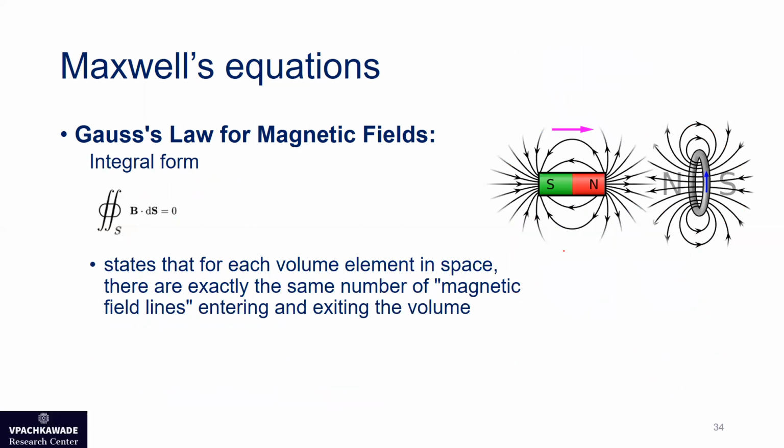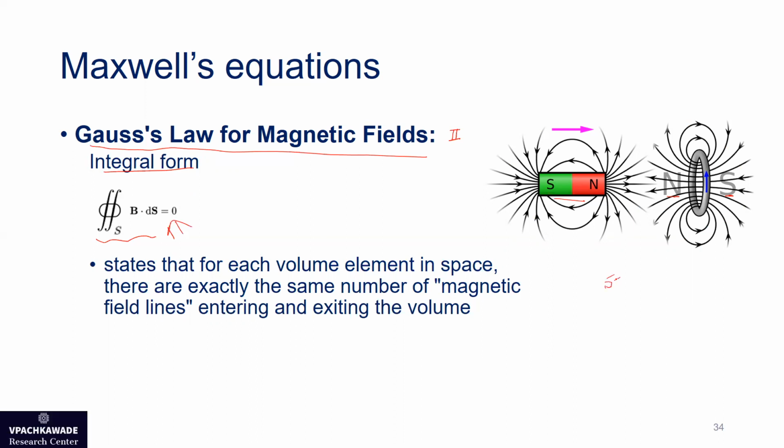In another representation, to understand Gauss's law for magnetic field, which is our second law, remember the first law was Gauss's law for electric field. The second law is for the magnetic field. So in integral form, it says that the divergence of the magnetic field lines is equal to 0. In other words, let's say we have a bar magnet. It has a south pole and a north pole. It has another case, south pole and north pole. So this equation states that for each volume element in the space.